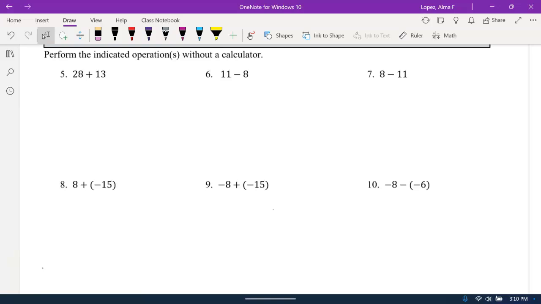Now, let's go ahead and perform these indicated operations. And again, we don't get to use a calculator ever in this class, so knowing your multiplication tables and being able to add numbers is very important. Let's start with this first one.